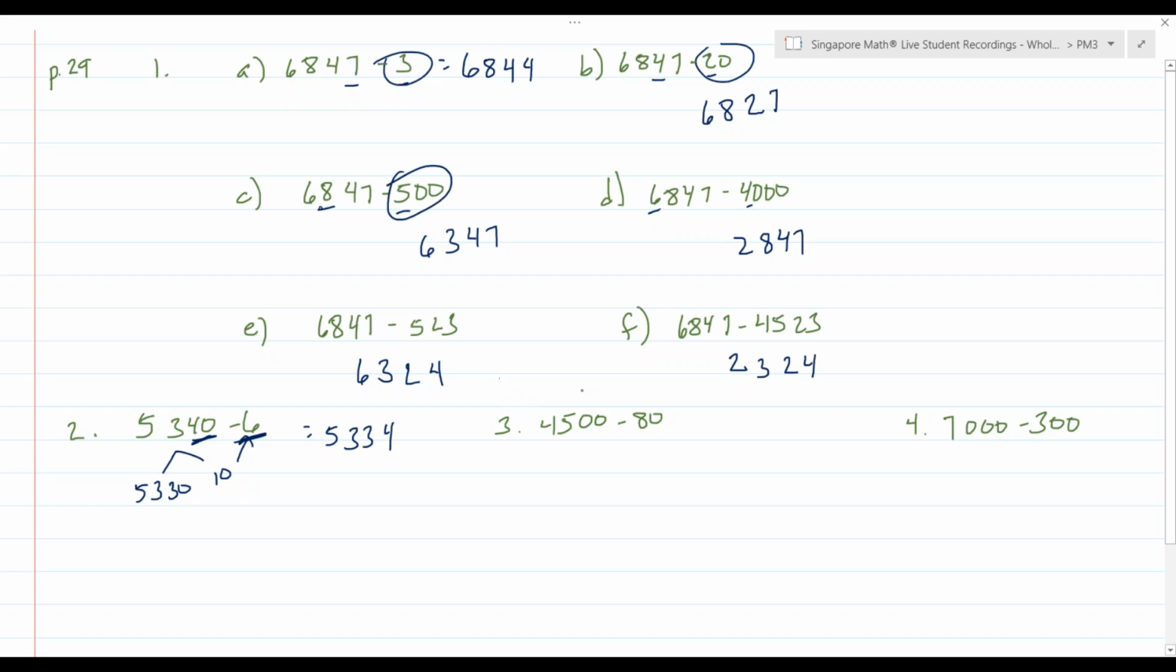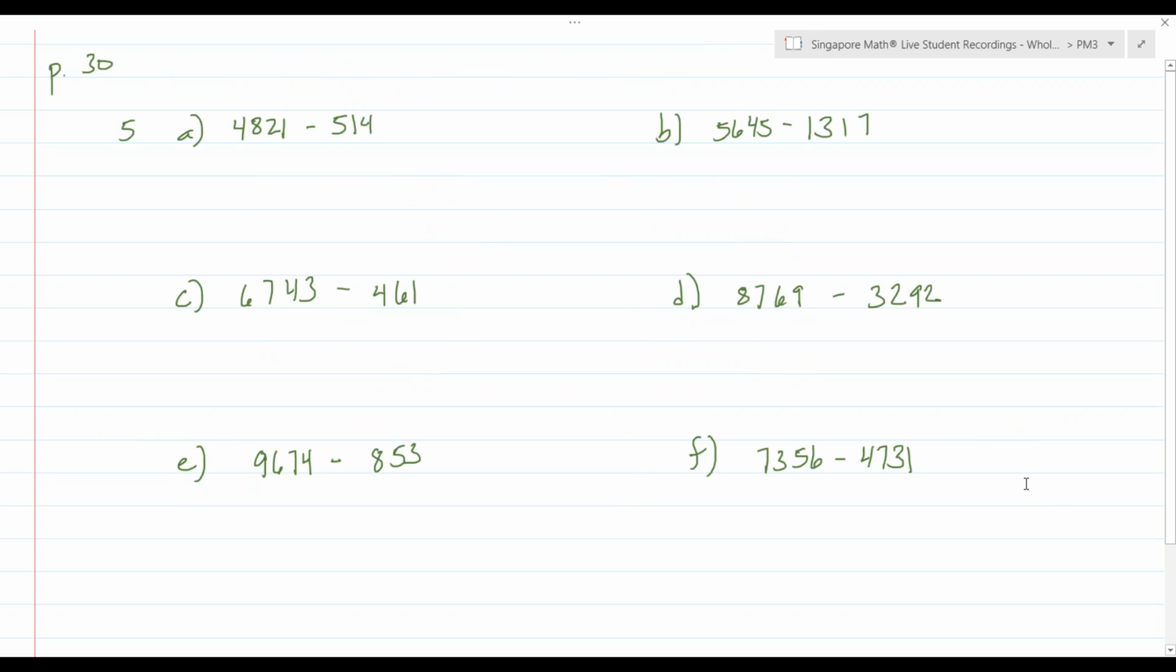What if you think about 4,500 minus 80? 500 minus 80 is 420, and so the answer is 4,420. For the last one on this page, you could even look at it as 7,000 minus 300 will be 6,700. So there's always ways to think about it that just kind of make it easier than just doing the up and down, right to left subtraction.